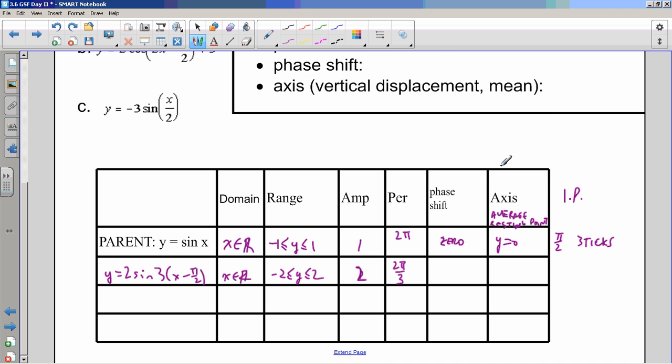Dandy. By the way, I'm going to talk about the important points now. The important points also got cut in a third. Where it was 3 ticks, now it's 1 tick. Where it was pi over 6, it's pi over 2 divided by 3, which is pi over 6 every 1 tick. And that's going to be an important way to think of this soon. Phase shift for this one, well, we went right pi over 2.